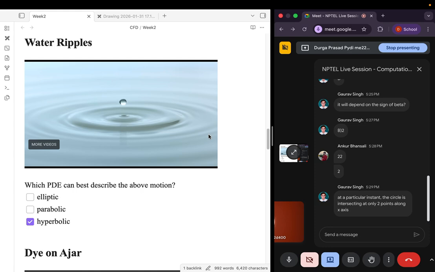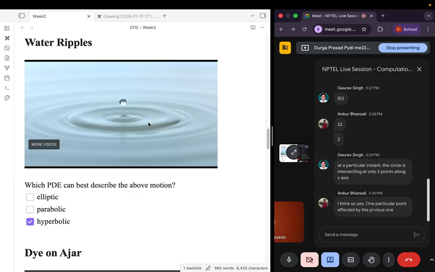At a particular instant, the circle is intersecting at only 2 points along the x-axis. Yes, but there are multiple circles also. That is because of the second effect, like energy is getting continuously added and you are having multiple. So in reality, what happens is, depending on the viscosity of the fluid, it is affected by the previous one. Yes. So depending on the viscosity of the fluid, there will always be diffusion inside.